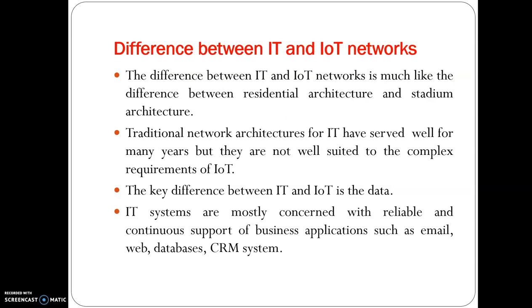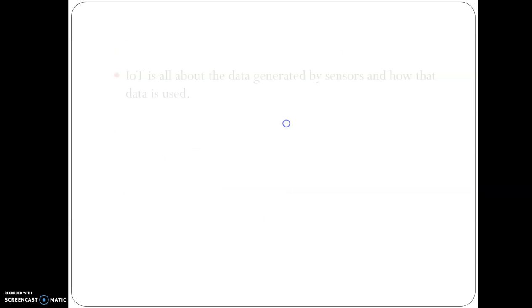Why so? Because the IT systems are mostly concerned with the reliable and continuous support of the business applications such as the email, web, databases and the CRM system. Whereas the IoT is all about the data generated by the sensors and how that data is used.